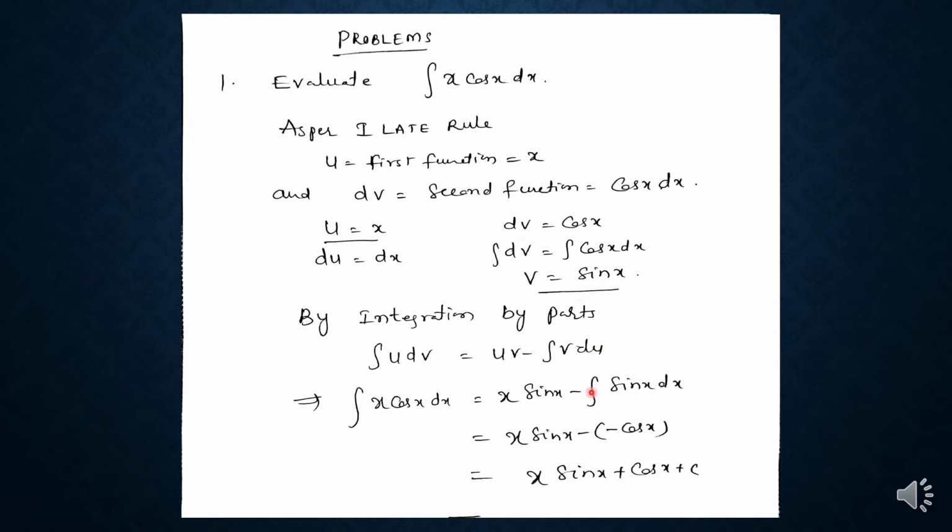V means sin x. Integral sin x dx. That is equal to x sin x minus of minus cos x. That is x sin x plus cos x plus c. So this is the solution for this problem.